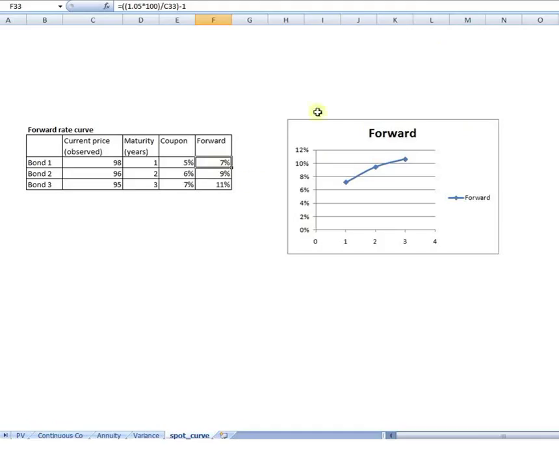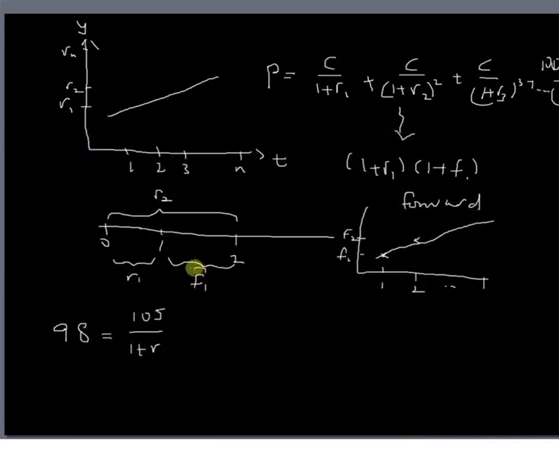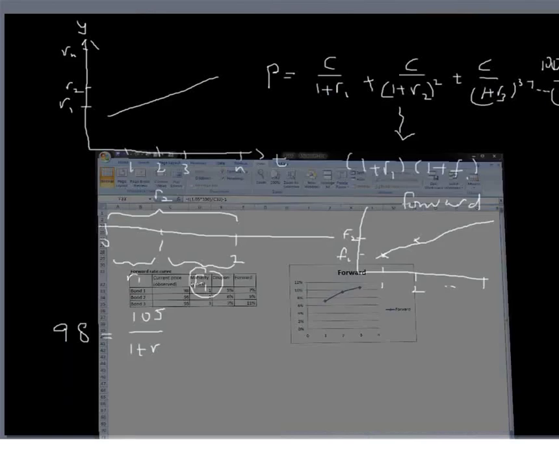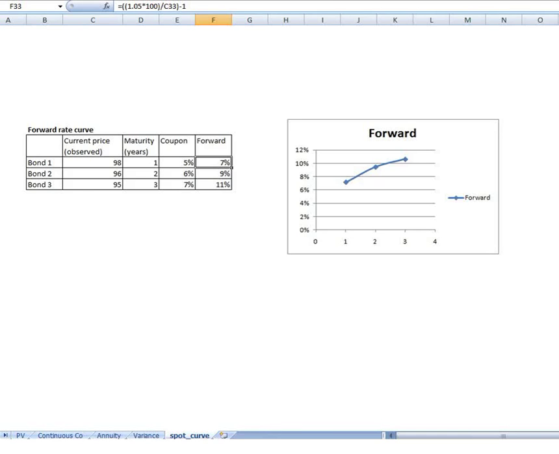Let's look at the second bond. Currently quoted at 96, maturing in 2 years, and is 6% coupon. So what is the forward rate as at the end of year 1? Again, we are trying to find this one. So this one is quoting 96, 6%.